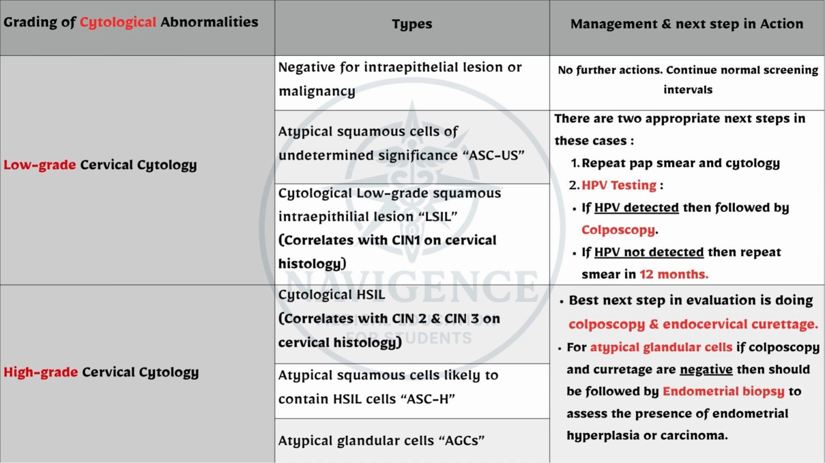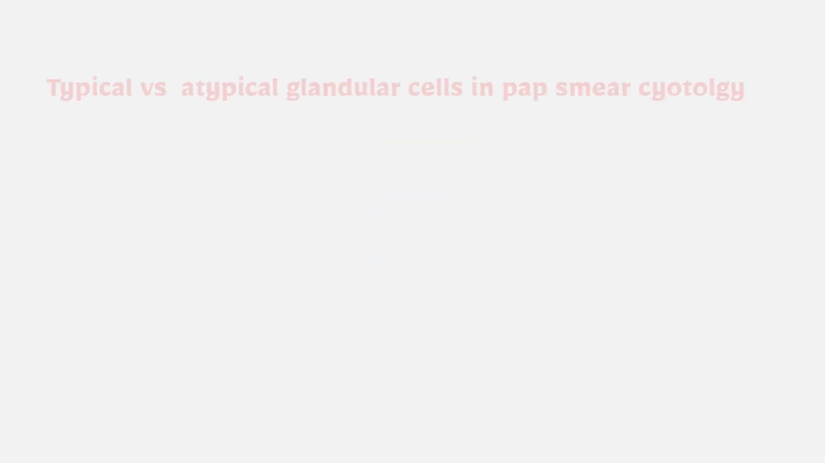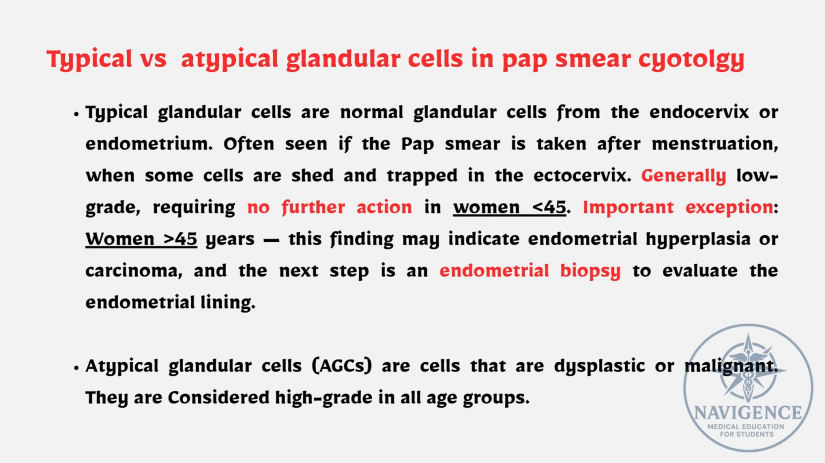For atypical glandular cells, if both colposcopy and endocervical curettage are negative, perform an endometrial biopsy to rule out endometrial hyperplasia or carcinoma. This slide focuses on glandular cells seen on Pap smears and how to interpret them.